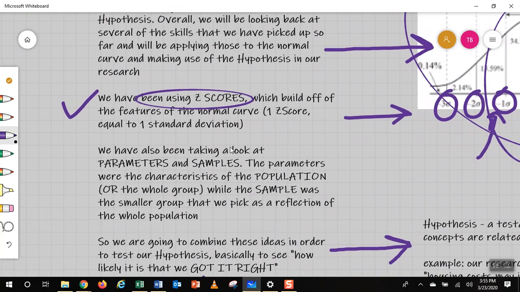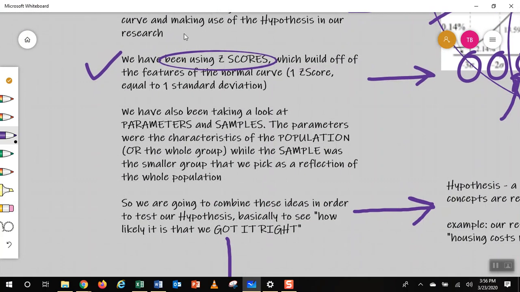So what does this all mean? It's basically a way for us then to take a look at our samples and see how well we did. So previously we had looked at things called parameters and samples. And the parameters, of course, were the whole population, whereas the sample was a subset of that. So the idea being that we want to be able to test how accurate our sample is in relation to the population. So, of course, before, if you recall, we could never actually know the whole population, so it always has to be an estimate.